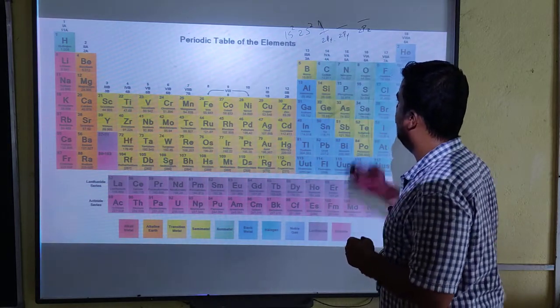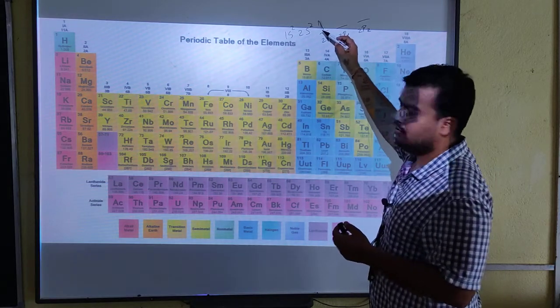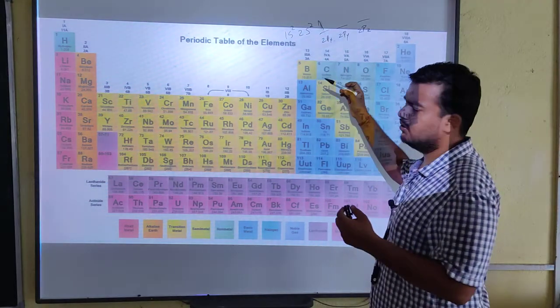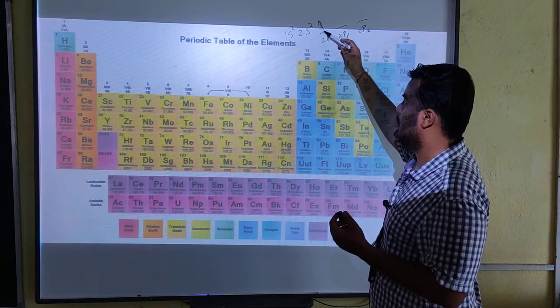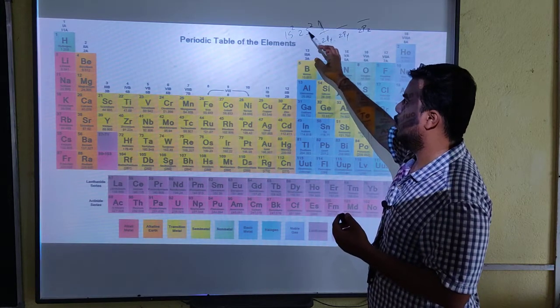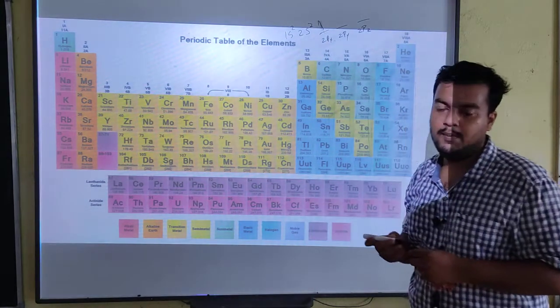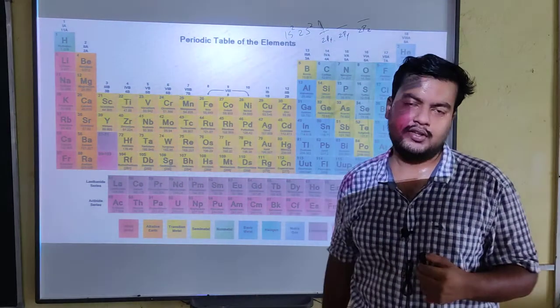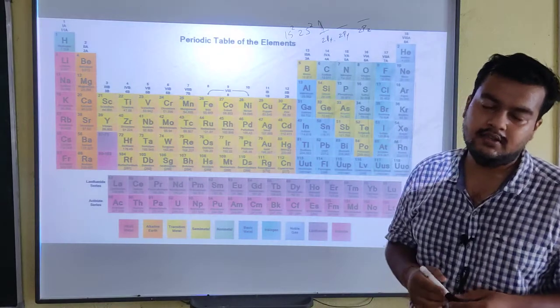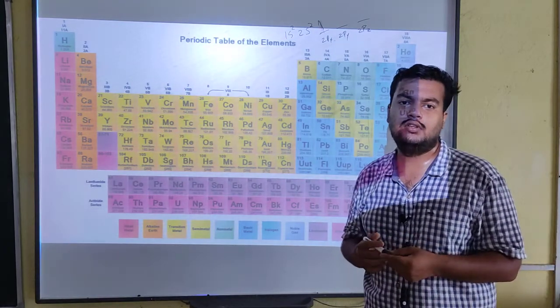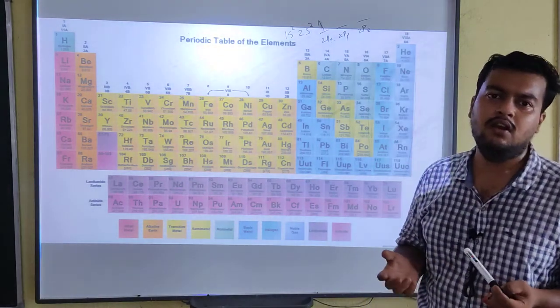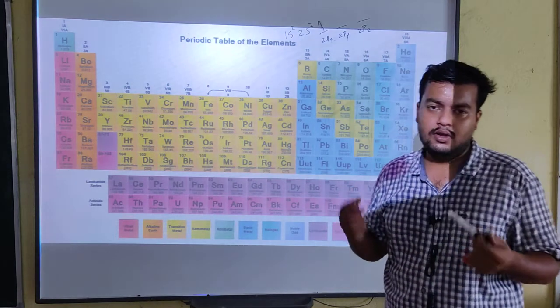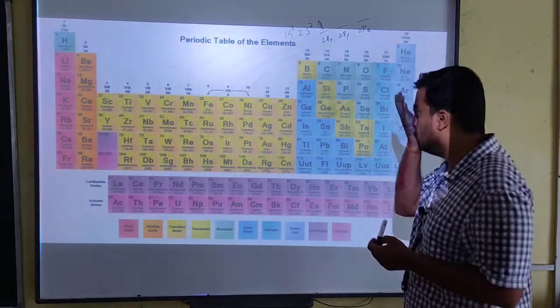As you can see, there is a tendency to lose this 1 electron, because if boron loses this 1 electron, the outer shell will be 2s2, which is fully filled. Remember, fully filled and half filled orbitals always gain extra stability. Therefore every element tries to complete its octet or make its orbitals half filled.